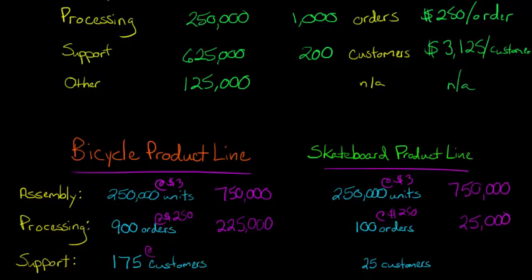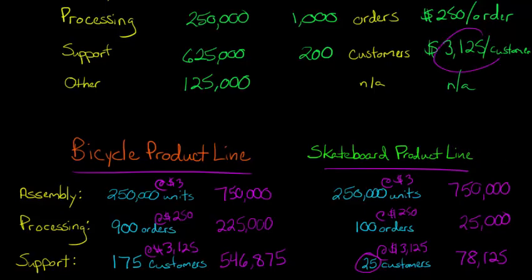So then for here, we'll just say, okay, 175 customers at $3,125. And that's going to come out to $546,875. And then for the 25 customers for the skateboard product line, again, we're just going to say at $3,125, and that's per customer, and that's going to give us $78,125. Now, again, we just took the 25 customers and multiplied it by our rate of $3,125 per customer.